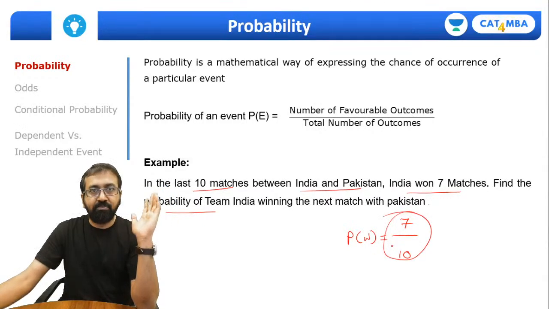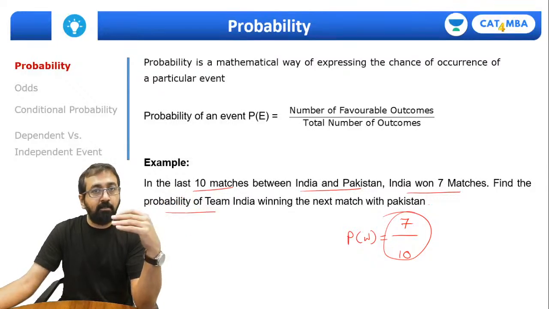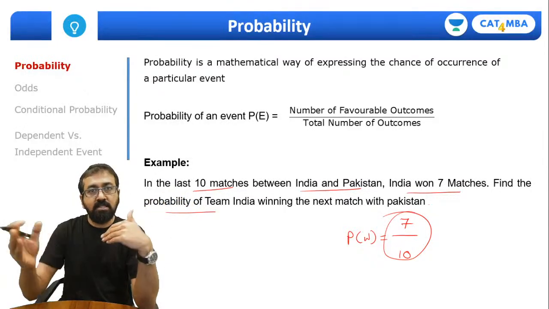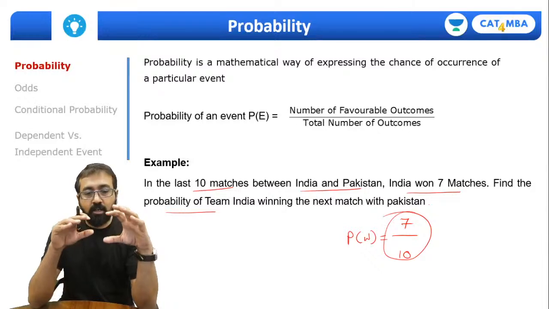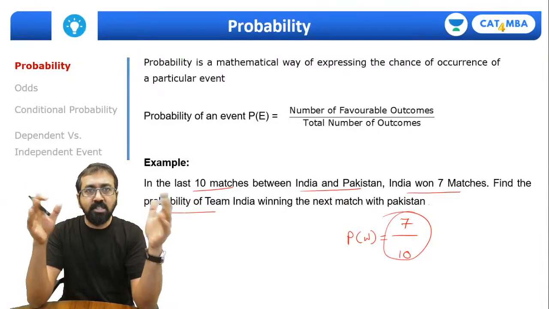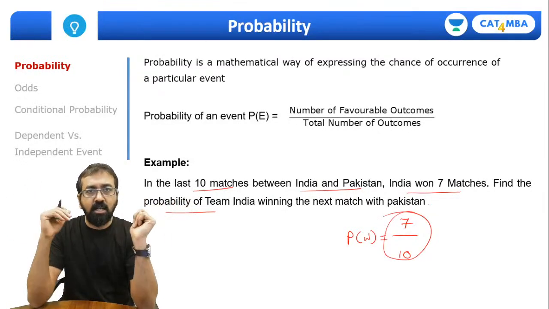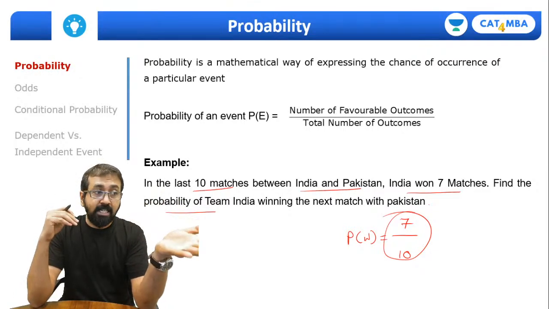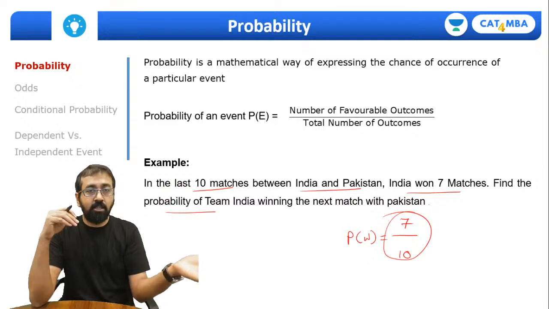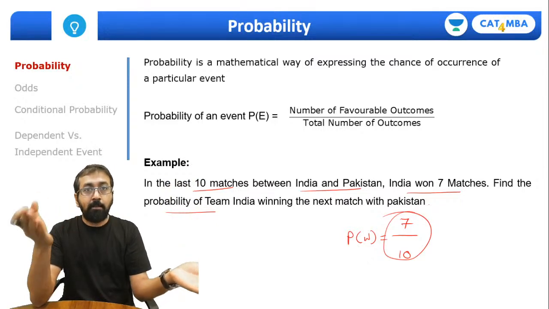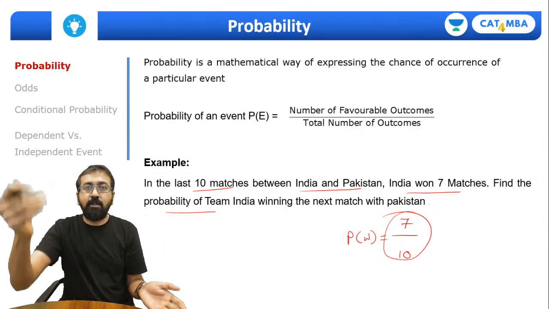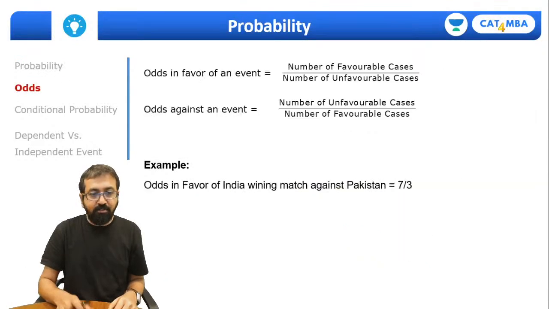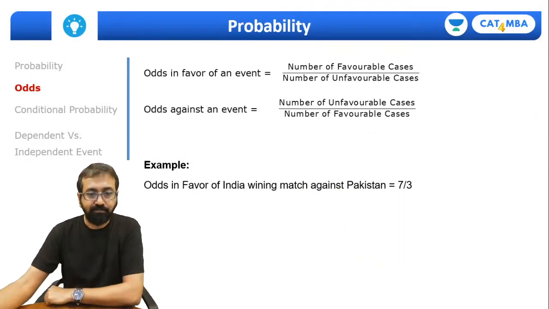Very simple. And even the bookies, they bet based on this. The odds are given like this. Of course, when the bet is going on, it's illegal in India, but in other countries betting on matches is allowed. So if India is more favorable, the return will be low. Pakistan is less favorable, so the return will be high. Very simple. So everywhere probability comes into the picture.